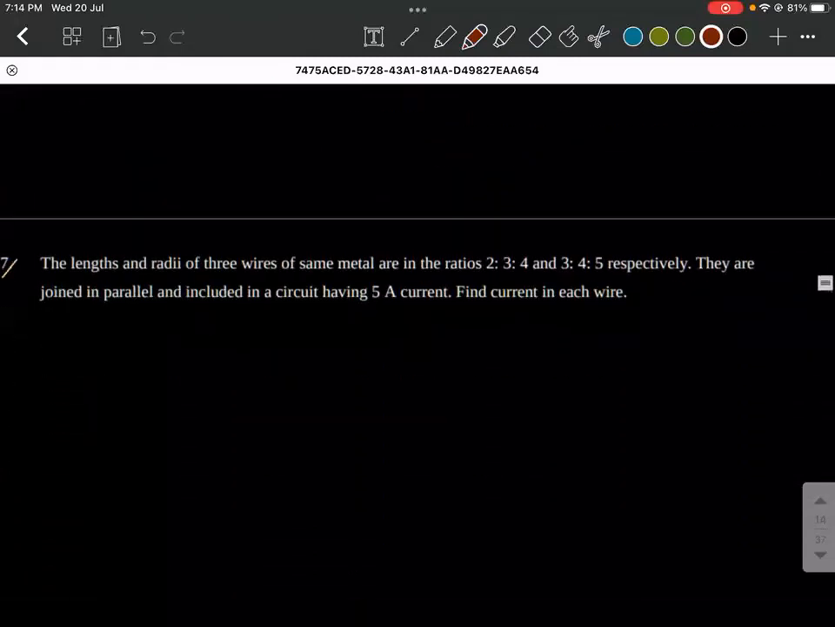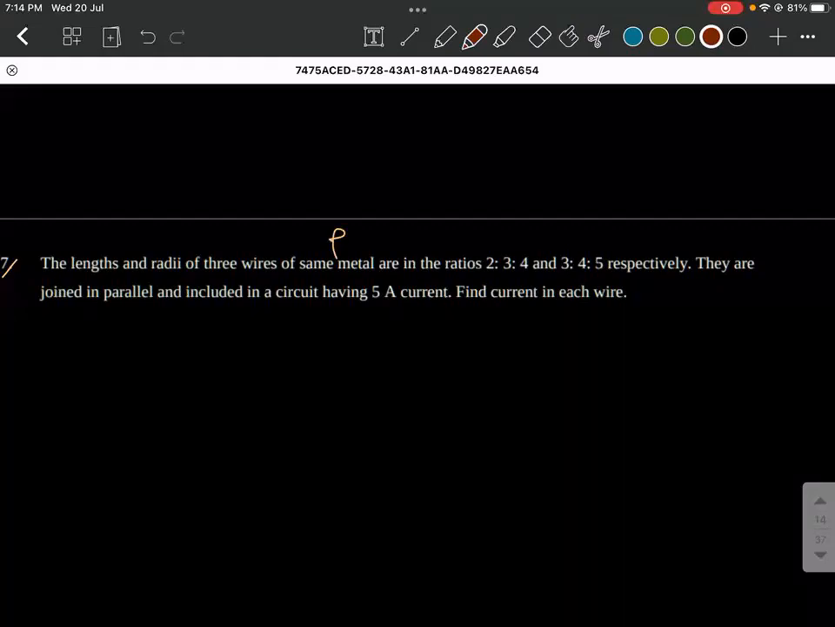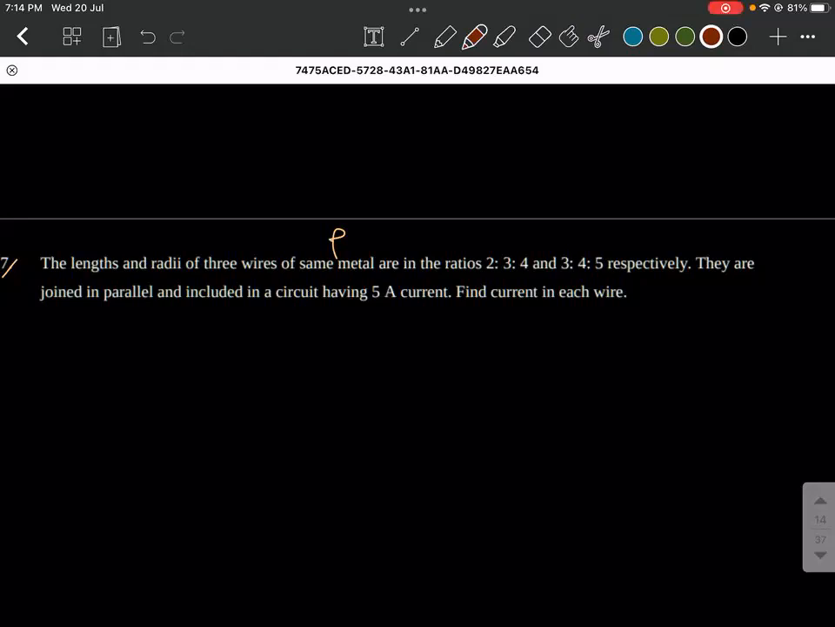Seventh one. The length and radii of three wires of the same metal, which means density and resistivity are constant, are in the ratio 2:3:4 and 3:4:5 respectively. They are joined in parallel and included in a circuit having 5 ampere current. Find the current in each wire.